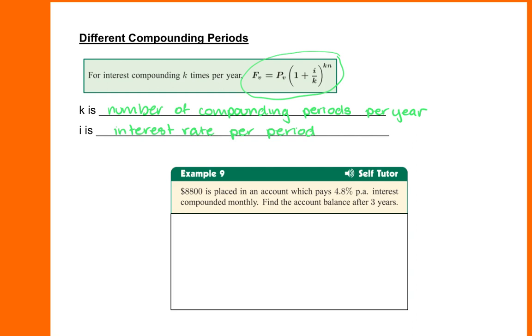In this case, we have $8,800 placed in an account which pays 4.8% per annum interest compounded monthly. Find the account balance after 3 years. So that means that every month the interest is compounded and the investment is reinvested.